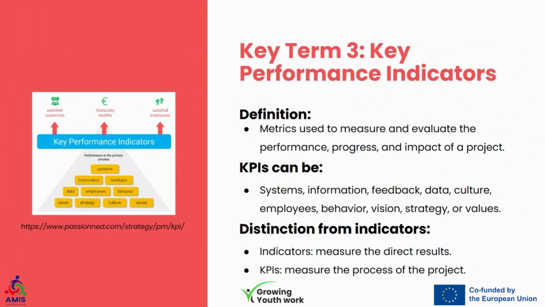The difference between indicators and KPIs is that KPIs are more strategic and overarching, while indicators are a lot more specific. In other words, indicators measure the direct results, whereas KPIs measure the process, the overall process of the project or program.